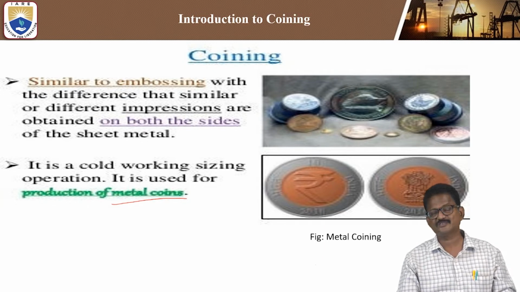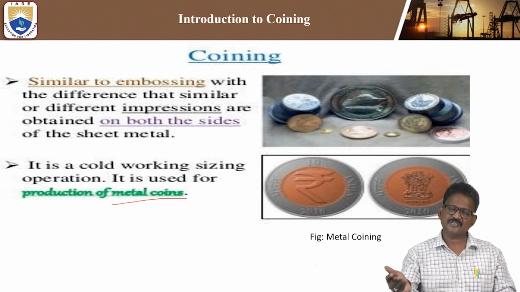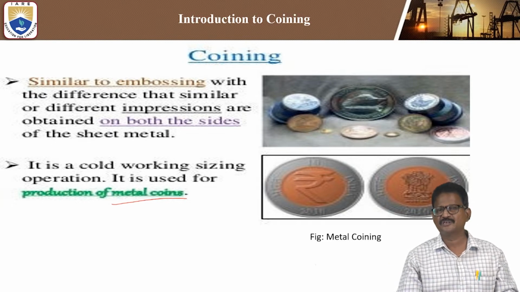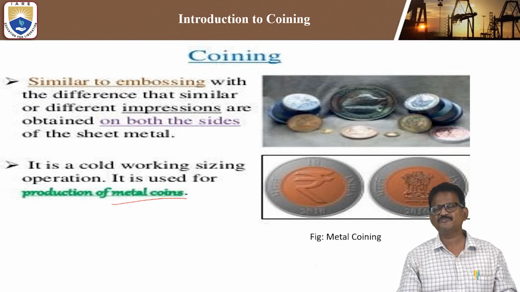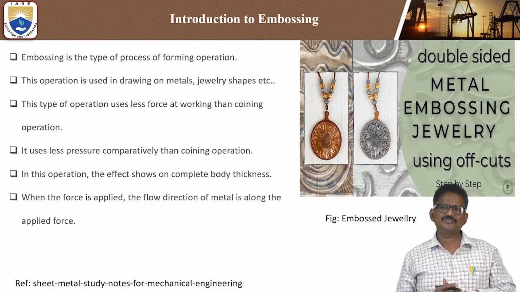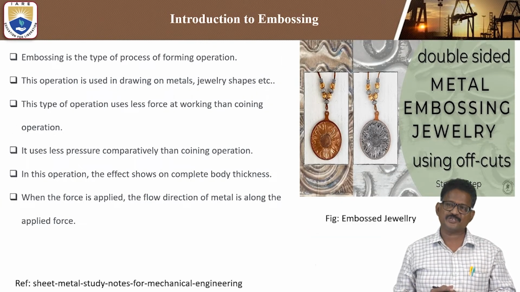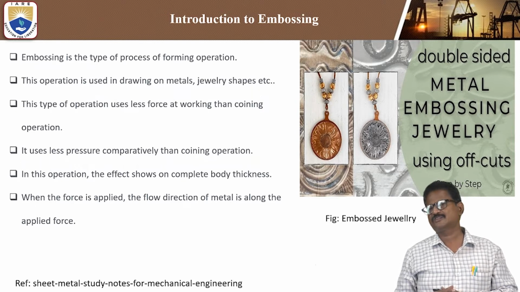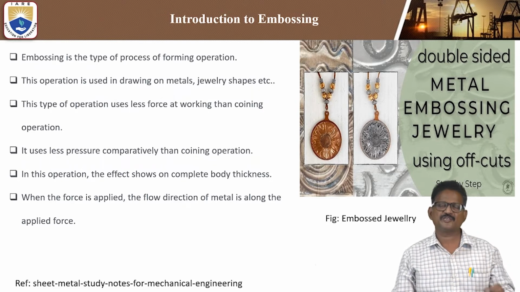Metal coins, obviously. Even depending on the metal, whether silver medals, gold medals, bronze, brass, or any type of material, the principle of coining is the same. That is a cold working process only. Now let us see how we can discuss embossing. So far we have discussed the metal coining process.